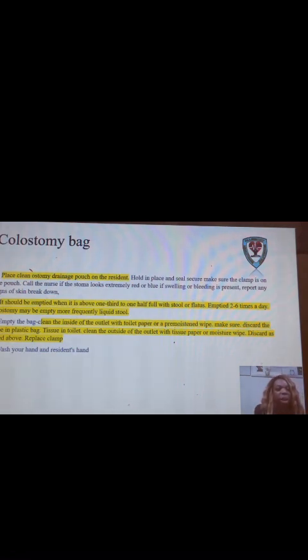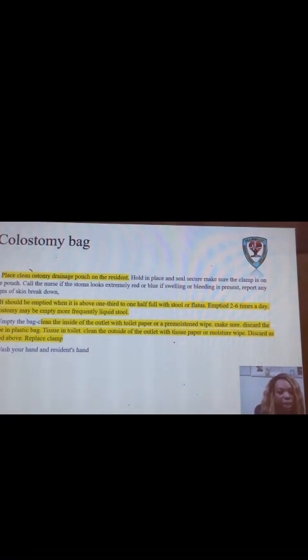A colostomy bag should be emptied when it's above one-third to one-half full with stool or flatulence. Flatulence means gas. You can empty a colostomy bag anywhere from 2 to 6 times a day. When you empty a bag, you want to clean the inside of the outlet with toilet paper or pre-moistened wipes. You want to make sure to discard the wipe in a plastic bag.